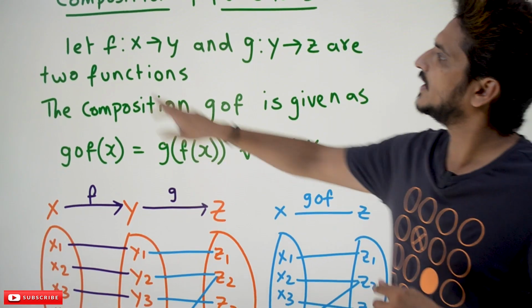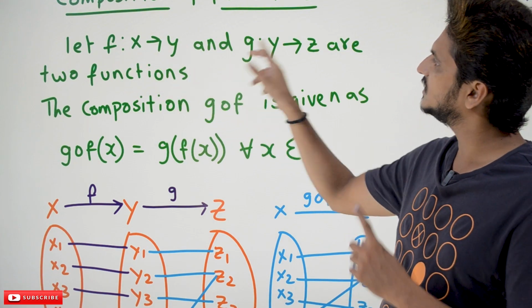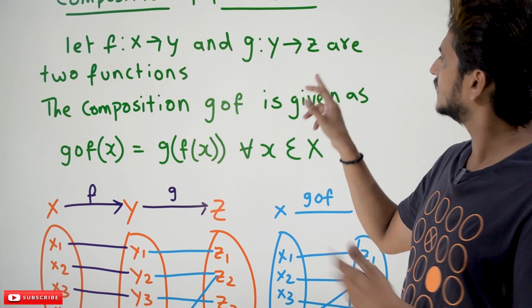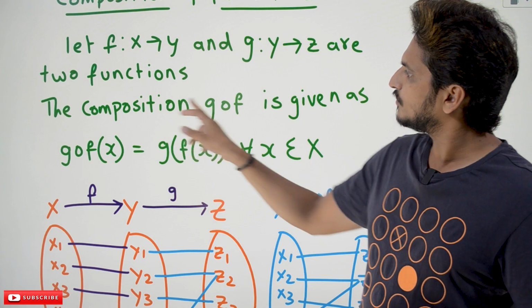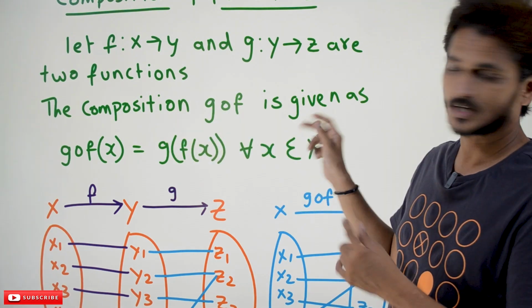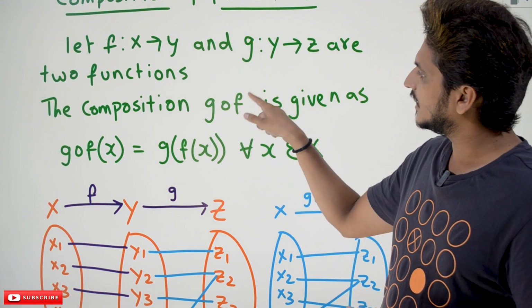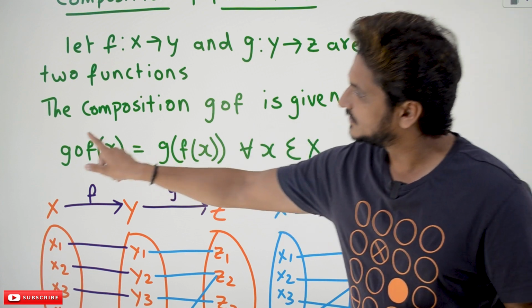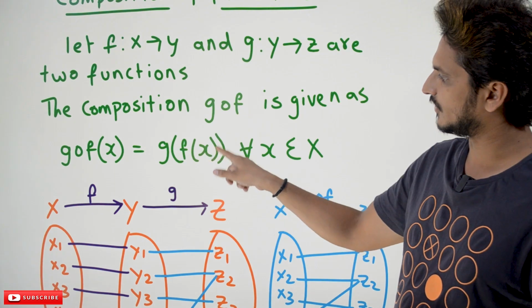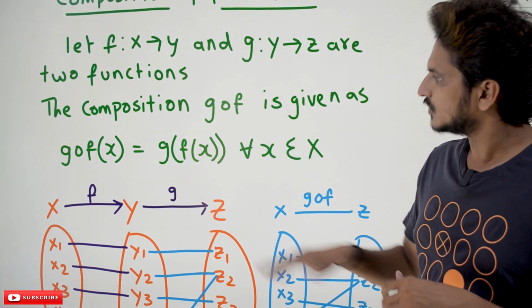Let's take an example. Let f be a function that maps from X to Y and g be a function that maps from Y to Z. Take two functions. The composition g circle f is given using a circle symbol. G circle f is given as (g composition f)(x) equals g of f of x, for all x belonging to X. So what is this?